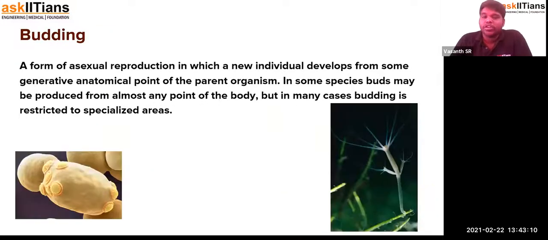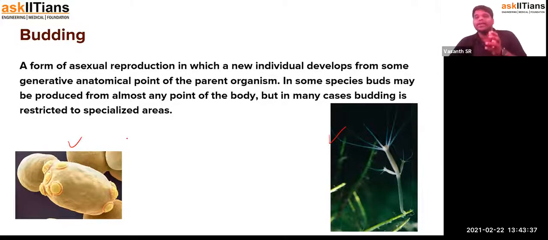The next thing we're going to talk about is budding. You have two organisms here. One looks like a potato with a lot of growth on it, and another one looks very familiar, right? This is yeast, Saccharomyces cerevisiae, and this is Hydra. Both of them are real pictures. One is not microscopic, but the other is a microscopic organism.